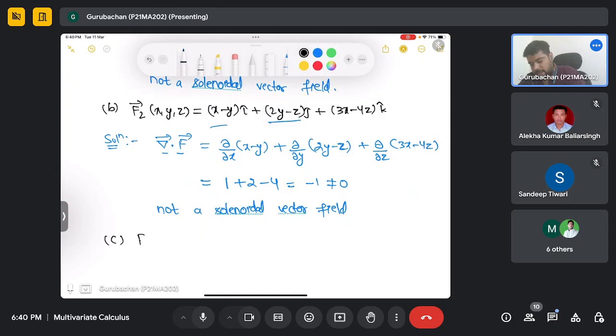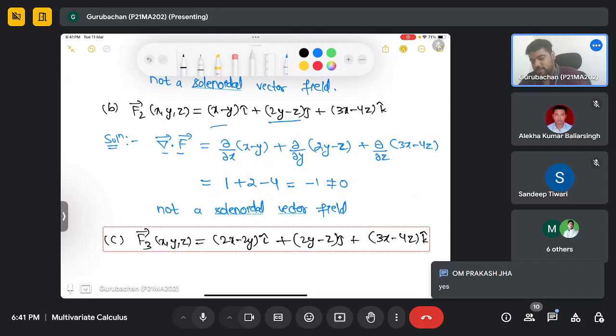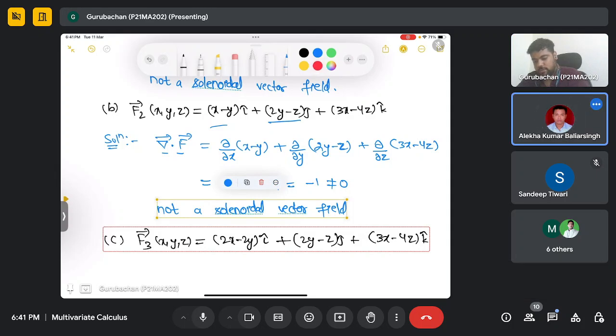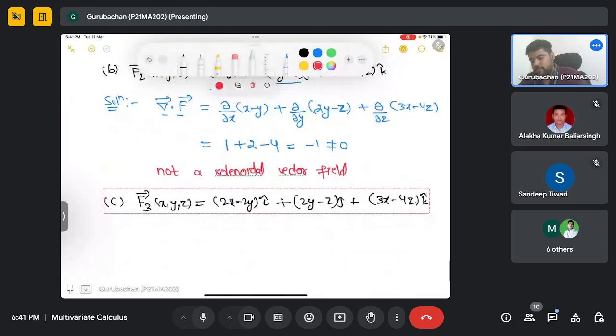See, F3 of x, y, z is equal to (2x minus 2y) i cap plus (2y minus z) j cap plus (3x minus 4z) k cap. Try for this. Okay, you are quick. Solenoidal. So this one is solenoidal.